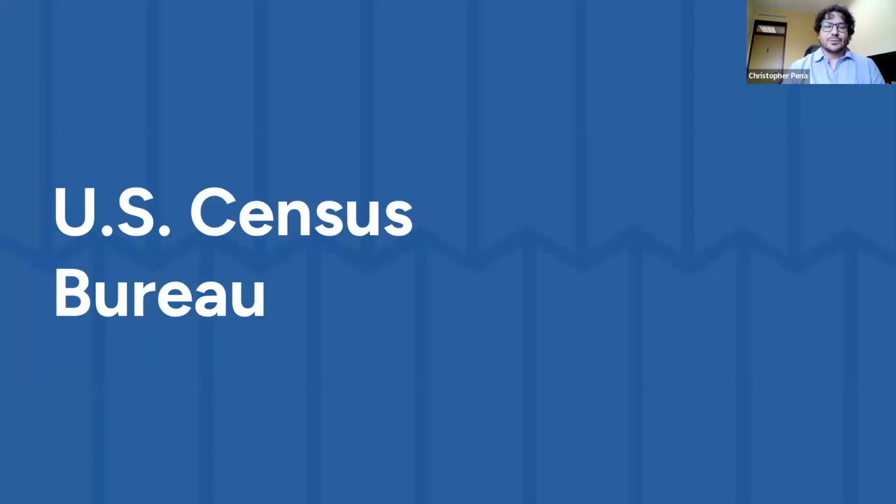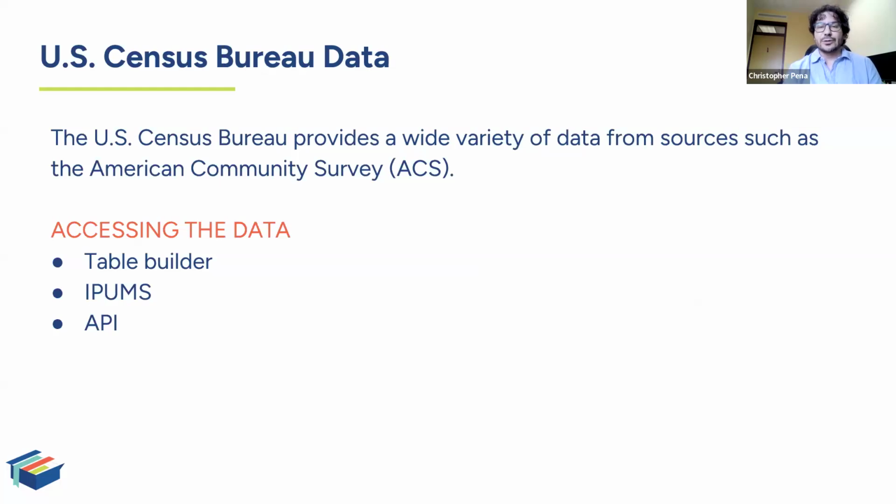All right, and then let's wrap up with the US Census Bureau. Now, we all know that the US Census Bureau provides a lot of information to us around demographics, in our case for post-secondary outcomes. Earnings by educational attainment is probably particularly interesting to us.